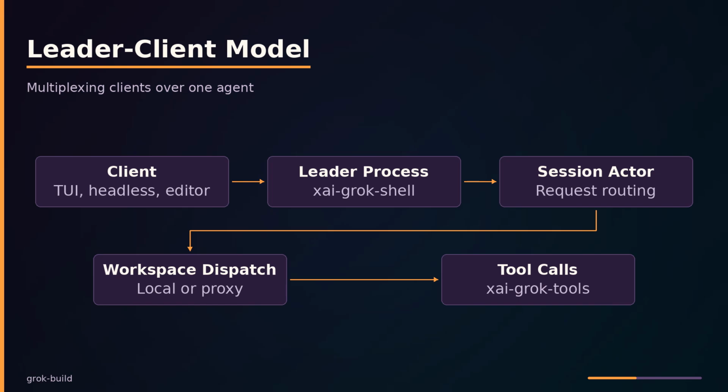The key architectural decision is the leader-client model. A single leader process multiplexes multiple clients, like the TUI, headless scripts, and editor plugins, over one agent. This uses the agent-client protocol over Unix sockets. A request flows from a client to the leader, which rewrites the request ID with a client prefix. Then it routes to the session actor, which dispatches to the workspace, and finally to the tools. This lets you run a TUI session and a CI job against the same agent state.